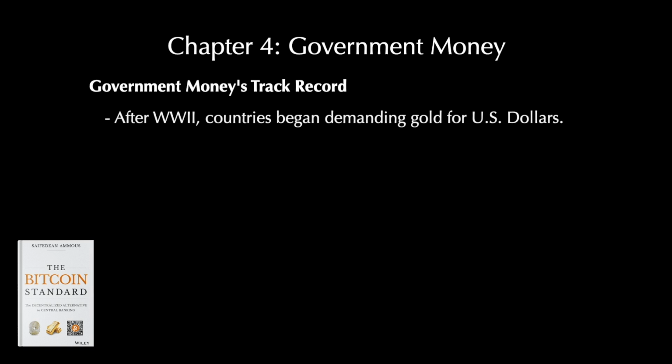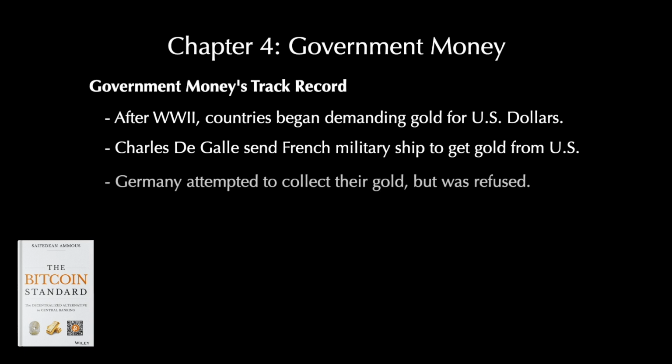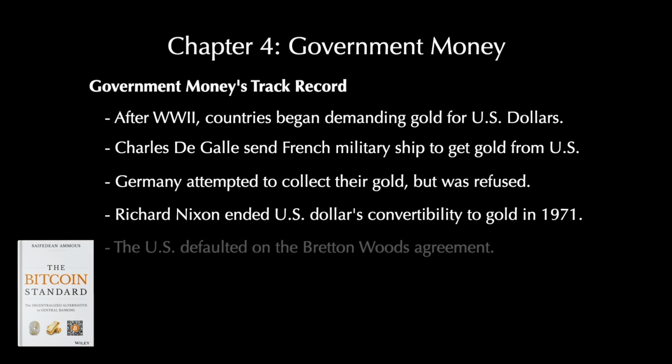French President Charles de Gaulle sent a French military carrier ship to New York Harbor to get France's gold back. When Germany attempted to reclaim their gold from the U.S., and with gold reserves running low, President Nixon ended the dollar's convertibility to gold in 1971. In effect, the U.S. has defaulted on its promise set about at Bretton Woods. This led to a rapid increase in printing of dollars, along with a rise in prices of virtually everything. Interestingly, the mainstream view blamed everything except the true source of the problem, which was the increase in the money supply, which dilutes purchasing power of the currency.